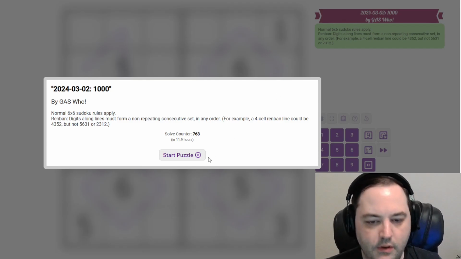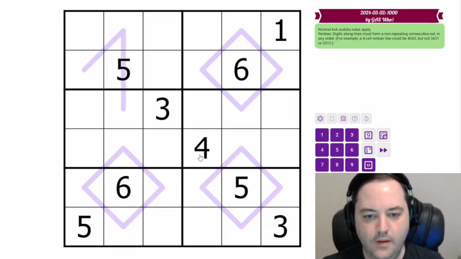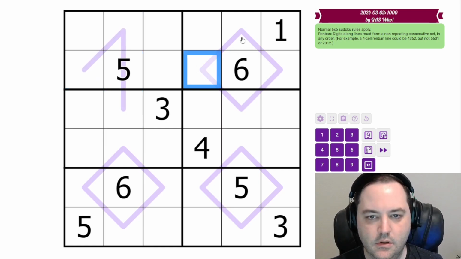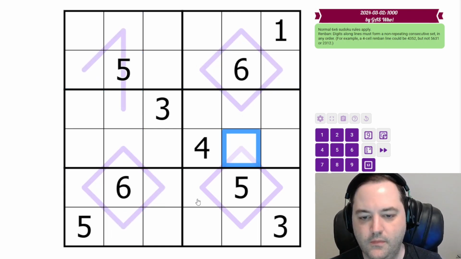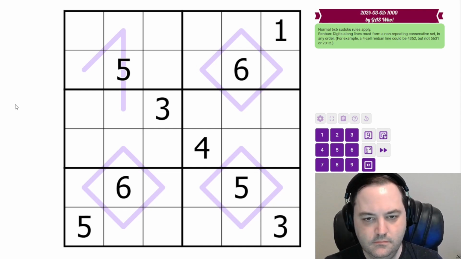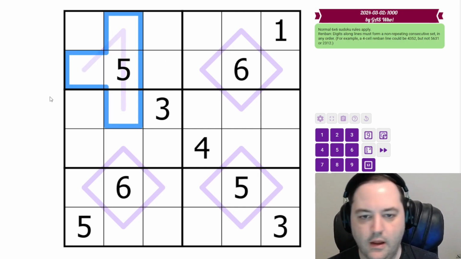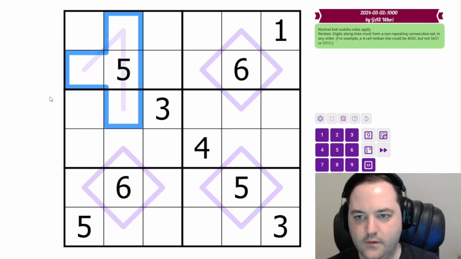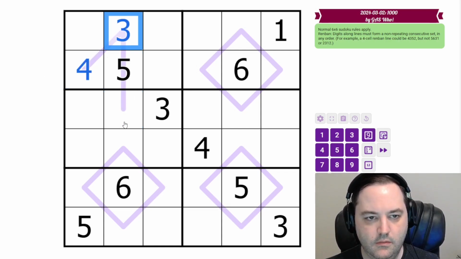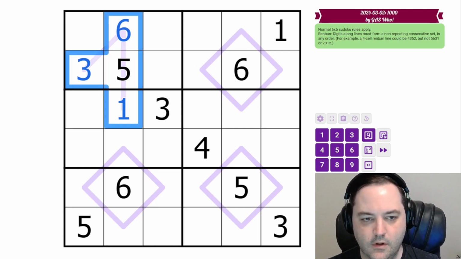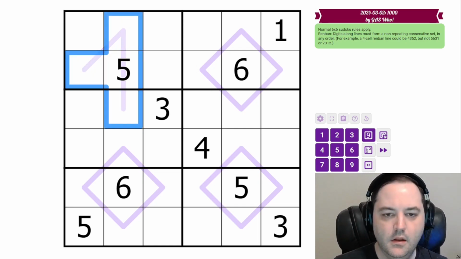So now we're going to go on to the 1000 themed puzzles, starting with a Renban. So this one actually has 1, 0, 0, 0. The other 2 are a little different. And normal 6x6 rules again. Renban tells us that all of the digits on the line form a consecutive set in some order. So this line could be 4, 3, 5, 2. In the example, it could not be something like 6, 3, 1. We're skipping the 2. So those are the rules.